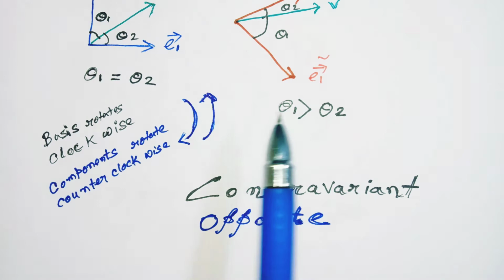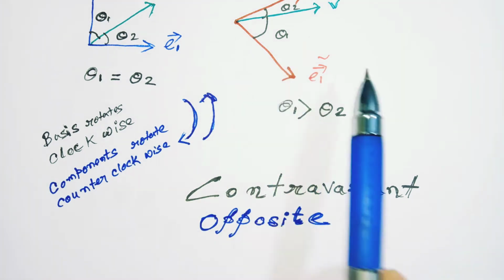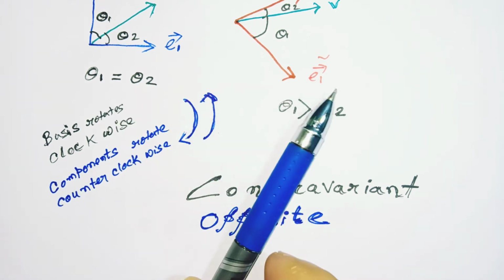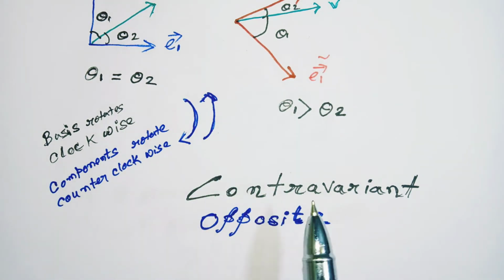Whatever way the basis is growing, the vector is shrinking. If the basis is rotating clockwise, the vector rotates counterclockwise. Whatever way the basis behaves, the components of the vector behave exactly in the opposite way, and that is why we call them a contravariant vector. So these two examples clear up the concept.